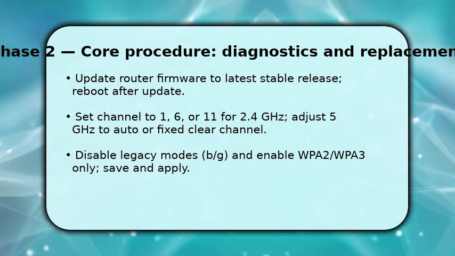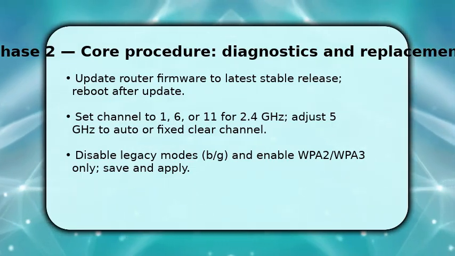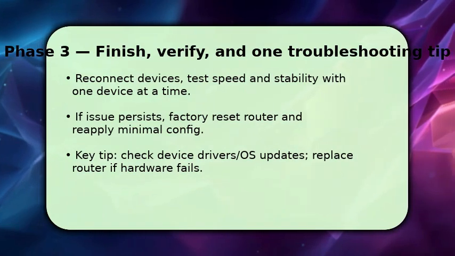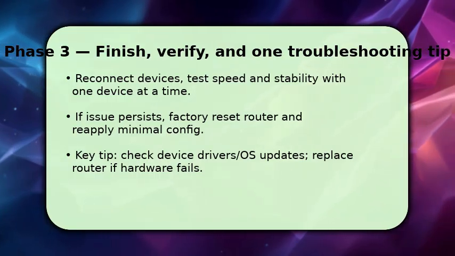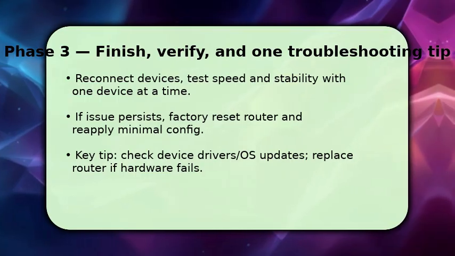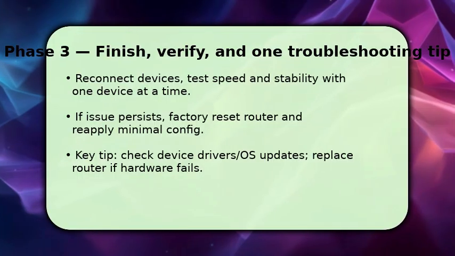You finish by reconnecting devices one at a time, testing stability and speed to isolate problems. If a device still fails, update its Wi-Fi drivers or OS, many bugs live on the client side. If multiple clients remain unstable, perform a factory reset on the router and reapply only essential settings.